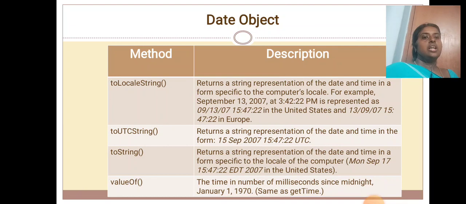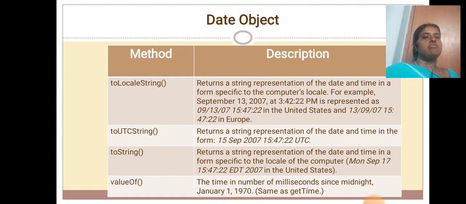For example, as per one country, we would set it like this: September 13, 2007 at 3:42:22 p.m. That is the US format. It will be represented as 09/13/07. So 09 represents the September month, 13 the date, and 07 the year. The time 3:42:22 p.m. will be written the same way in US timing.